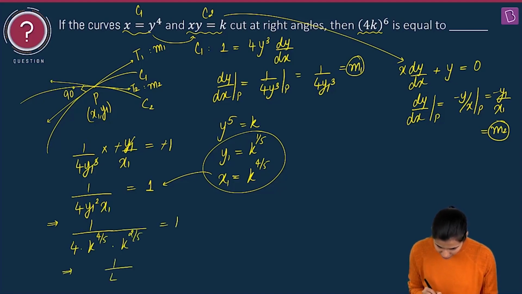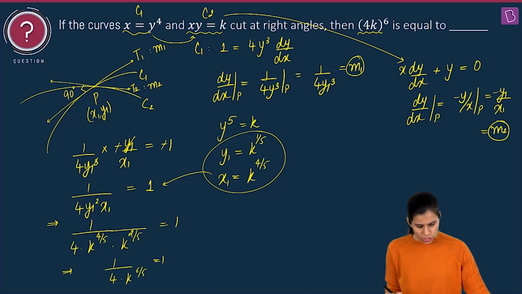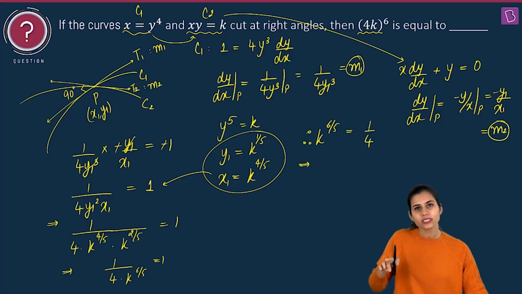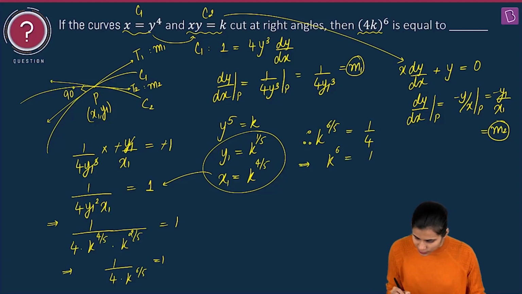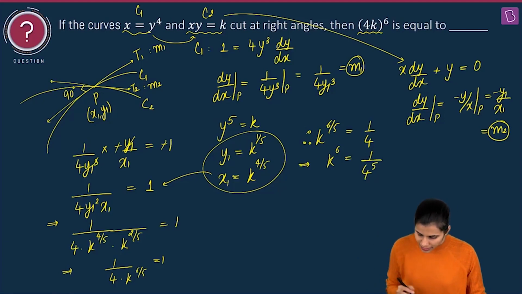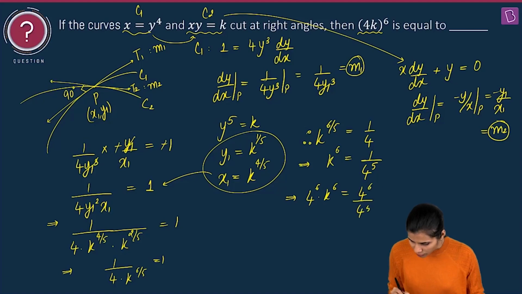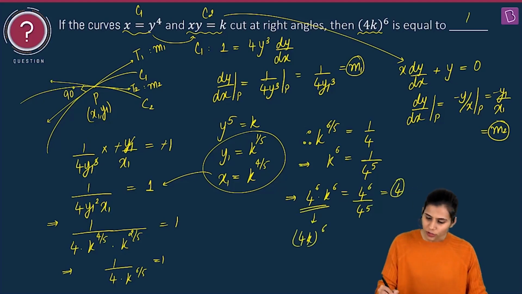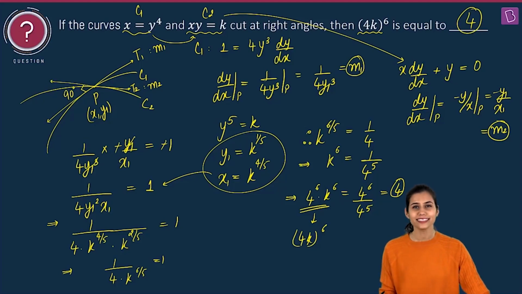So this gives you 1 by 4 times k to the power 6 by 5 equals 1. So k to the power 6 by 5 is coming out to be 1 by 4. So when you raise both sides to the power 5, you will get k to the power 6 is 1 by 4 to the power 5. You want 4 to the power 6 into k to the power 6. So multiply both sides by 4 to the power 6. What will you get? 4 to the power 6 upon 4 to the power 5, which is simply 4. This is nothing but the expression whose value you wanted to compute, and the final answer is coming out to be 4. So bingo, you're done. Simple, isn't it?